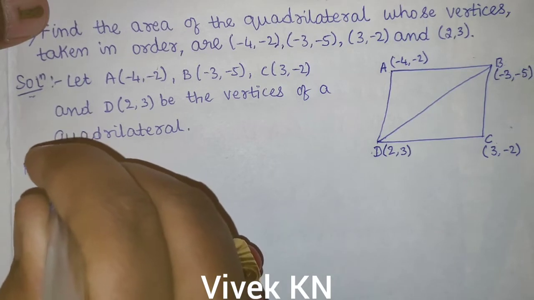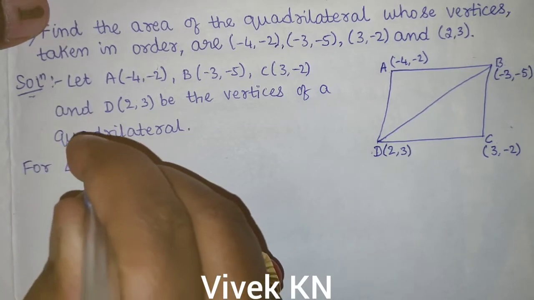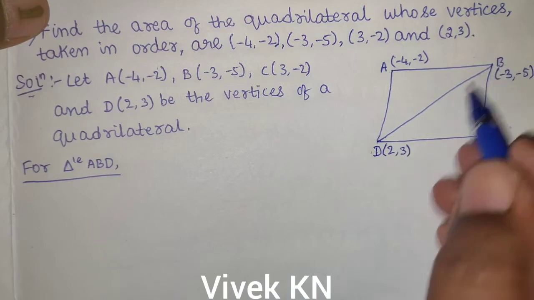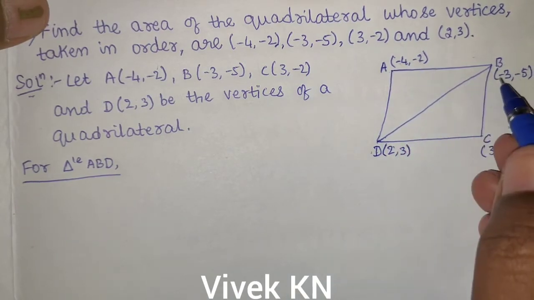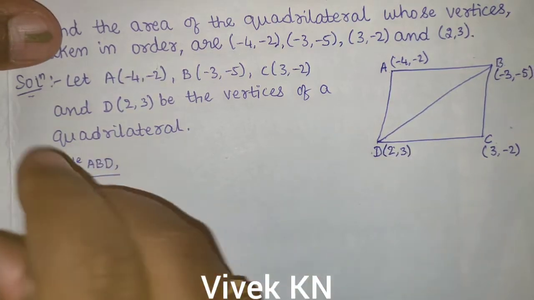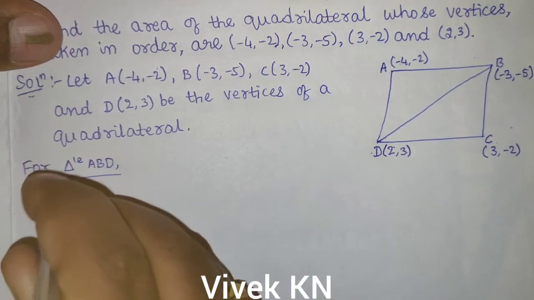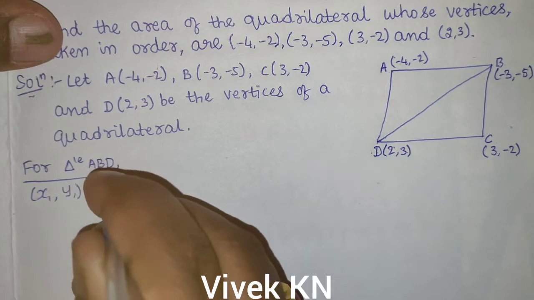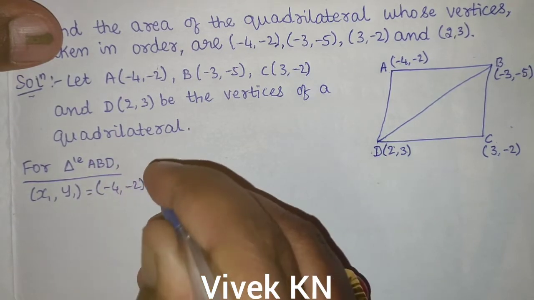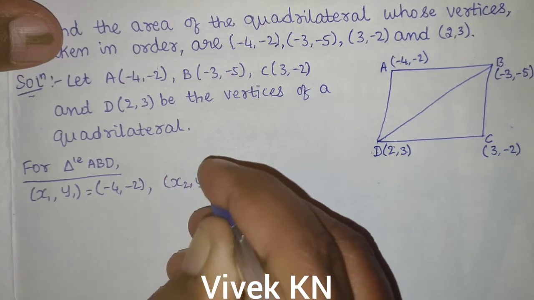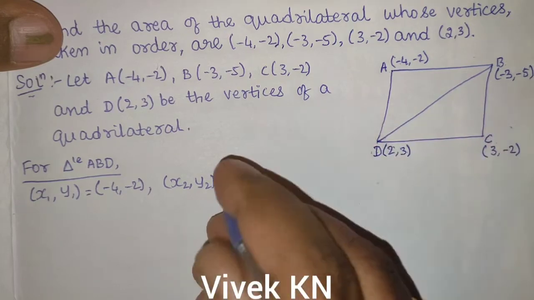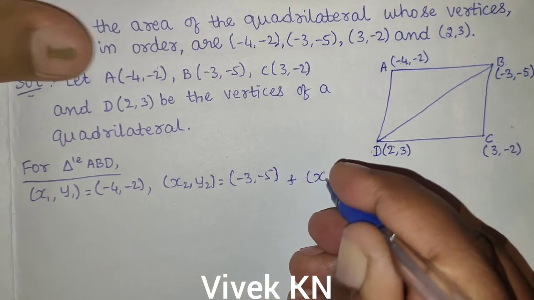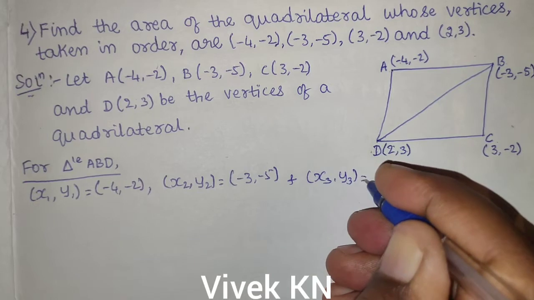For triangle ABD, this is x1, y1, this is x2, y2 and this is x3, y3. x1, y1 is equal to (-4, -2). x2, y2 is given by (-3, -5) and x3, y3 is equal to (2, 3).